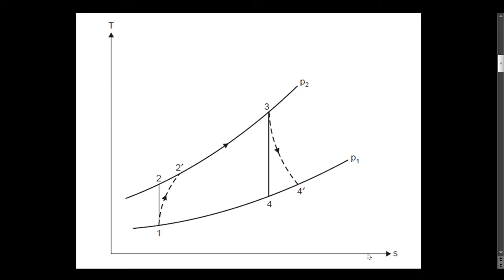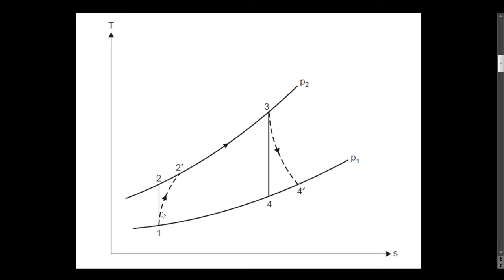This is the temperature versus entropy diagram, and here 1 to 2 process represents the reversible adiabatic compression process in the compressor, whereas this 1 to 2 dash is the actual compression process which occurs in the compressor. Similarly, 3 to 4 is the reversible adiabatic expansion process in the turbine. This is the ideal process, and the actual process is the polytropic process, that is 3 to 4 dash, that is polytropic expansion or actual expansion in the turbine.